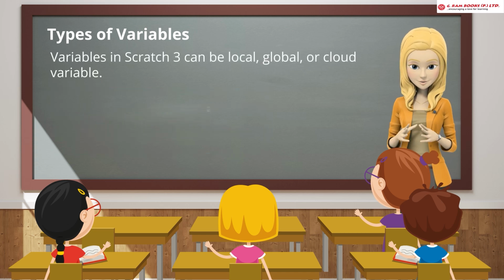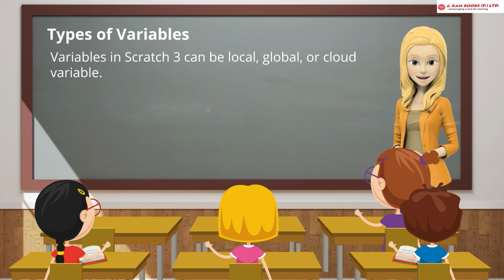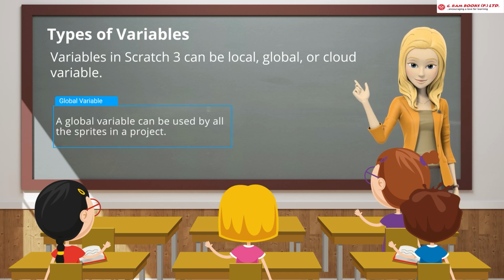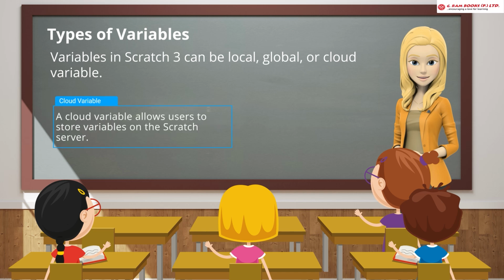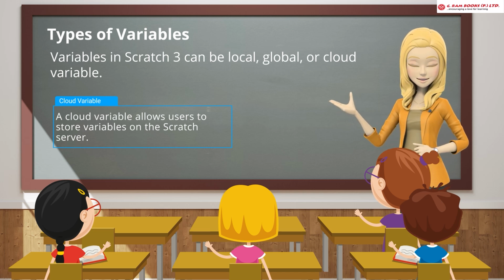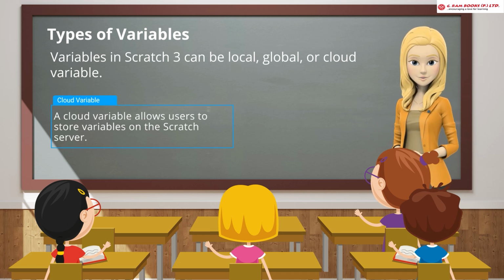Variables in Scratch 3 can be local, global, or cloud variables. Local variable. A local variable can be used by only one sprite in a project. Global variable. A global variable can be used by all the sprites in a project. Cloud variable. A cloud variable allows users to store variables on the Scratch server.